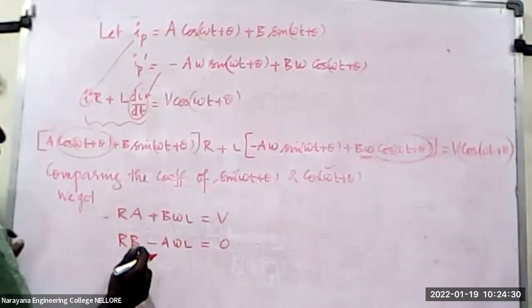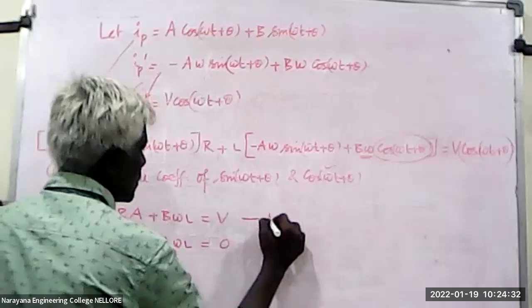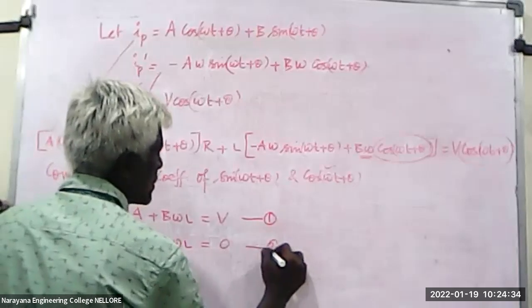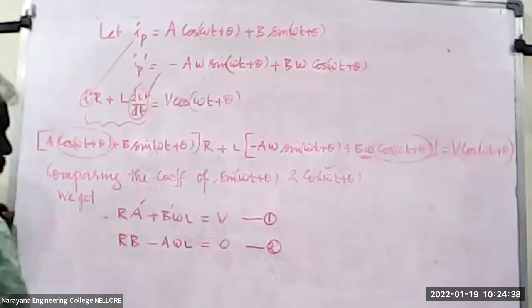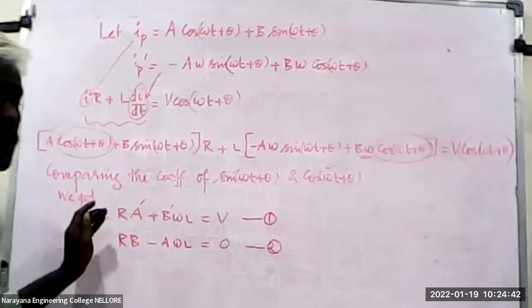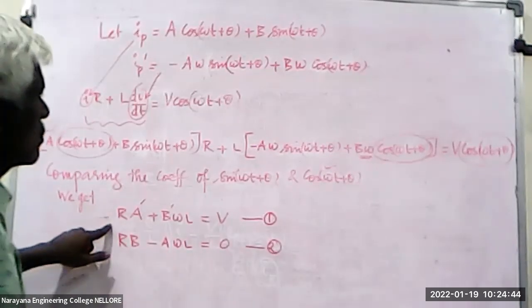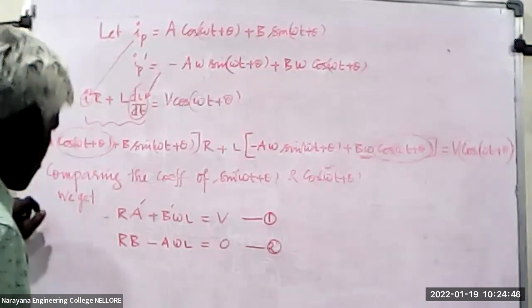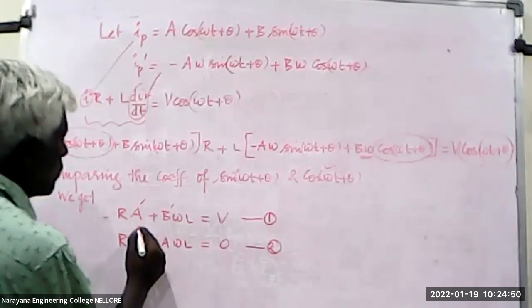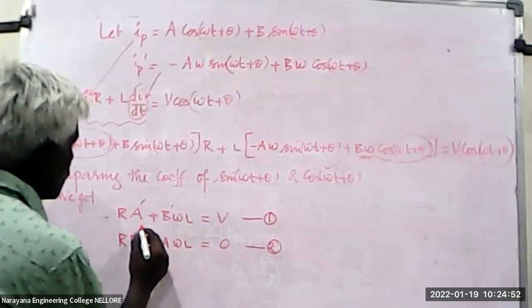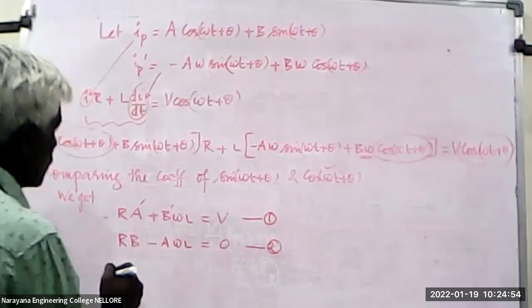Now, let us take this as the first equation and this as the second equation. We need to solve this to find A and B. Okay, there are these two equations. We need to solve this one. Okay, now B by R.